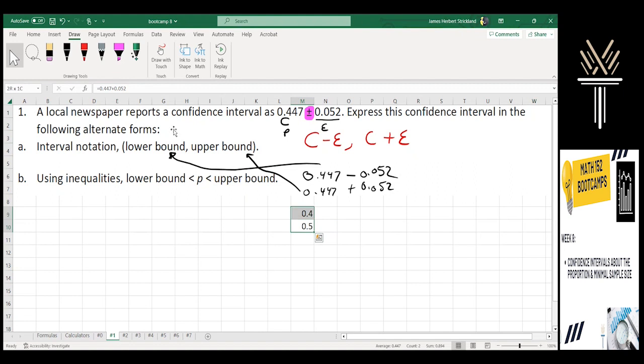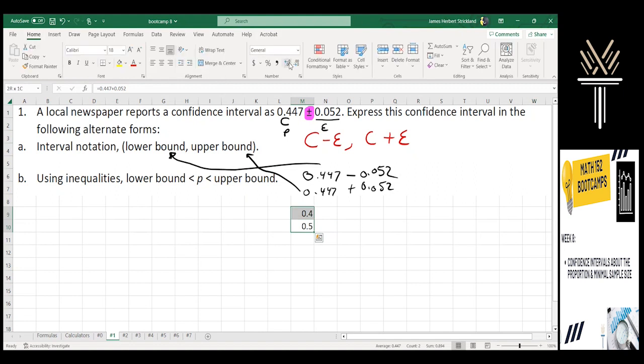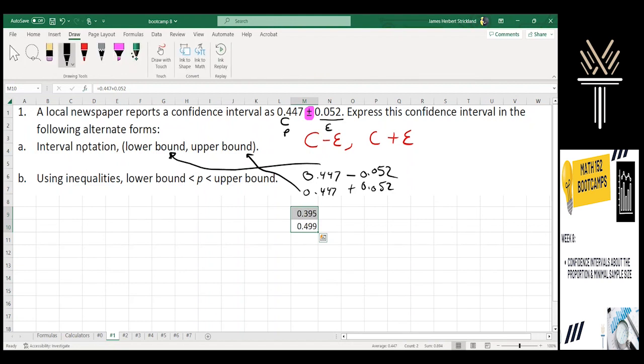Always check your decimals. I'm willing to bet there's more than just one decimal there. And look at that, there definitely is. So the lower measurement is 0.395, and the upper measurement is 0.499. And this is just an alternate way of representing it. You can represent it in interval notation. You can use what we call margin of error notation. That's this one, margin of error notation, and that's when you just list the center plus and minus the error.